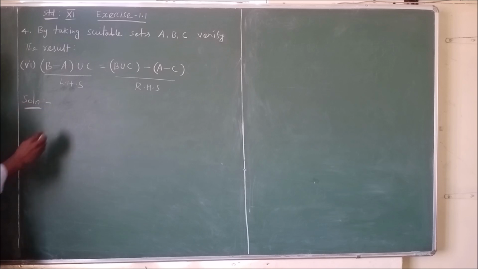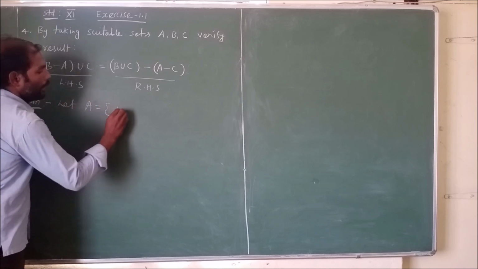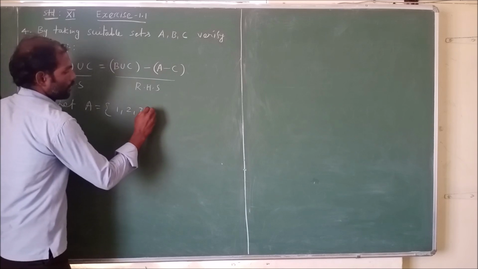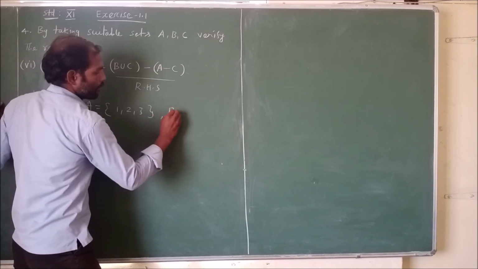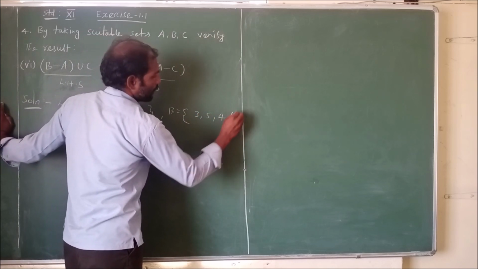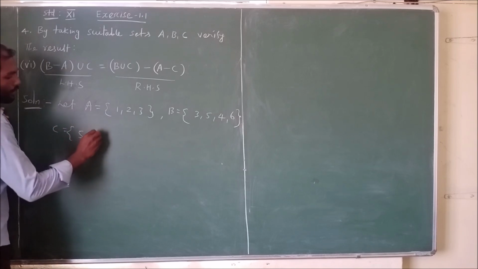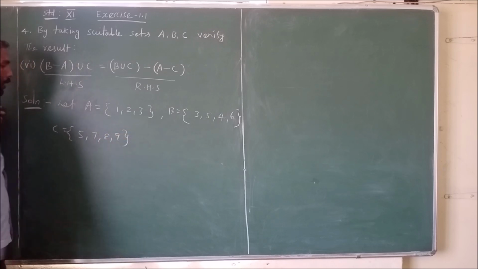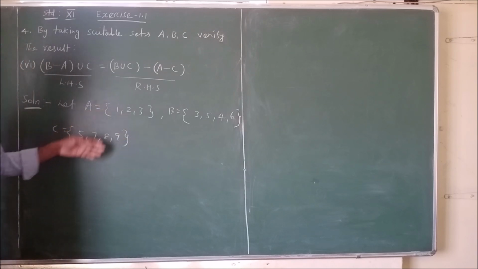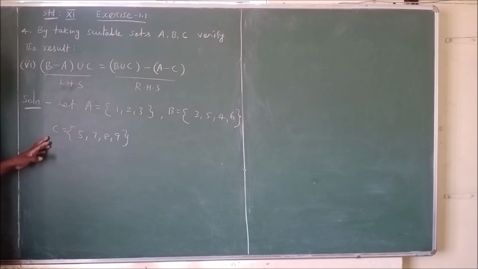Solution. Let us take any suitable values for A, B, C. Let A equal to {1, 2, 3}, the set B equal to {3, 5, 4, 6} and C equal to {5, 7, 8, 9}. For your convenience, choose another value and apply this problem, also verify the result. So first you have to find out the LHS.